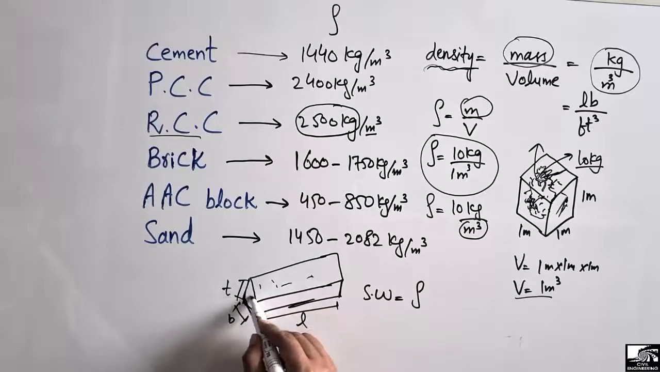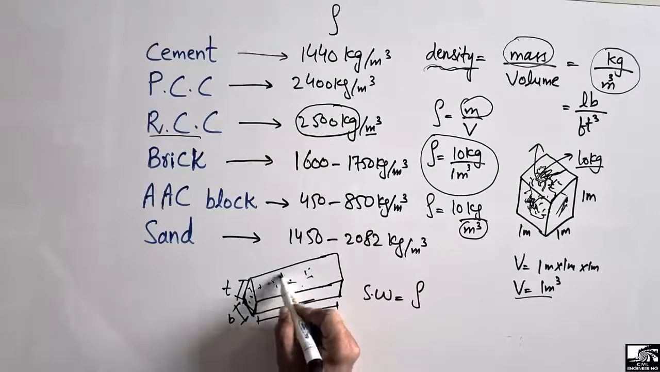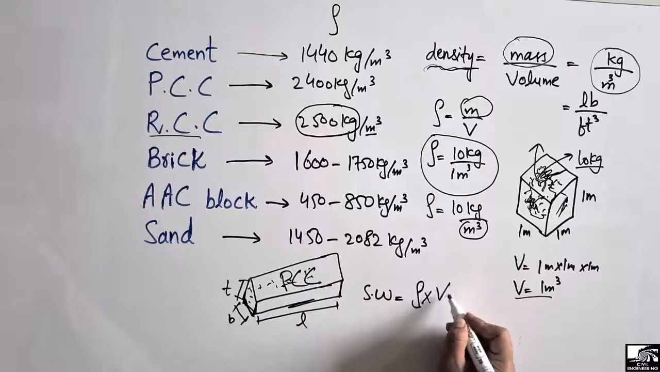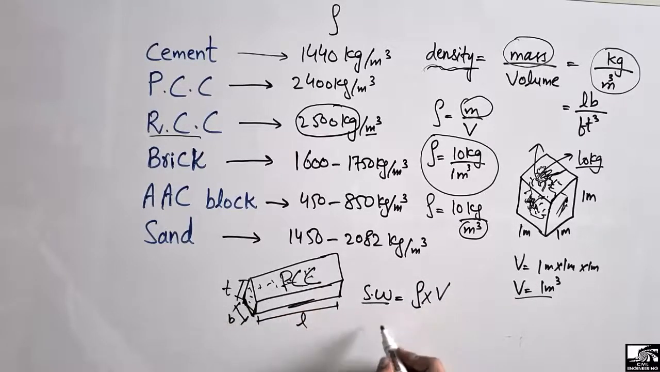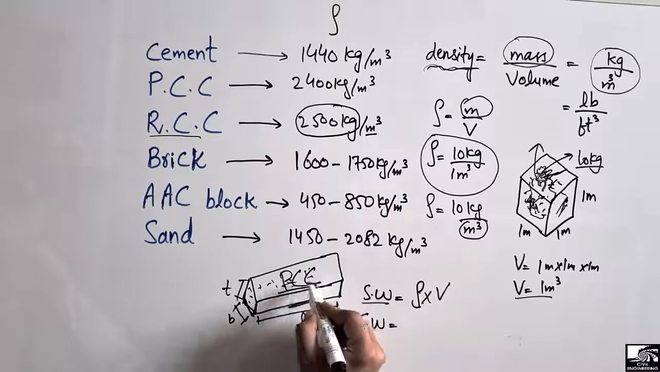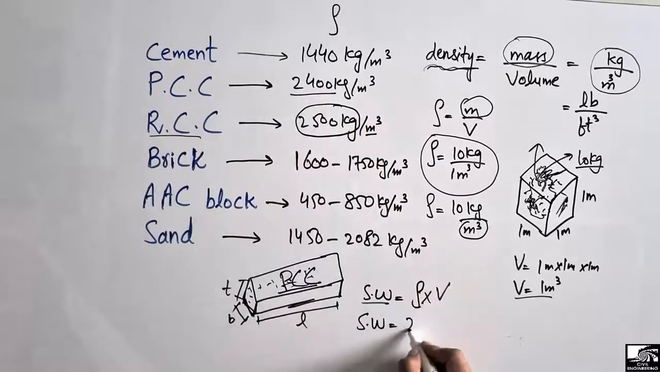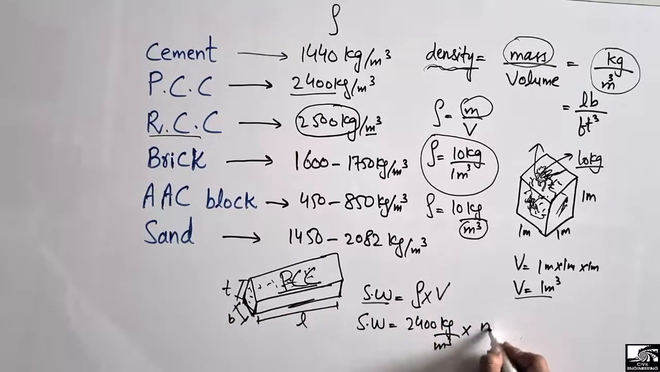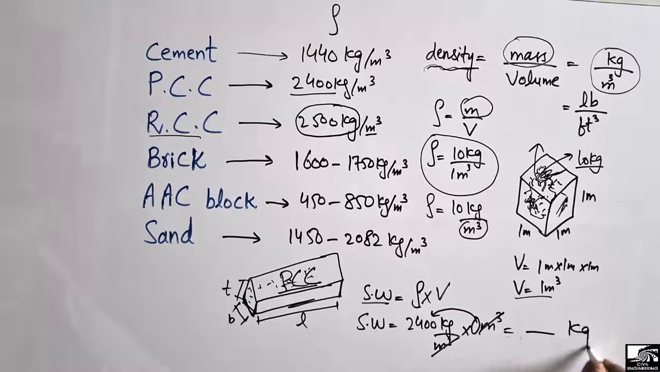Let's consider that this beam is made of PCC. The density multiplied by the volume will be the self weight of this beam. So the self weight of this beam is equal to the density, and for PCC we know the density is 2400 kilogram per cubic meter, multiplied by the volume. Suppose we find the volume in cubic meter. The cubic meter will cancel, and we multiply the values to get the unit of kilogram.